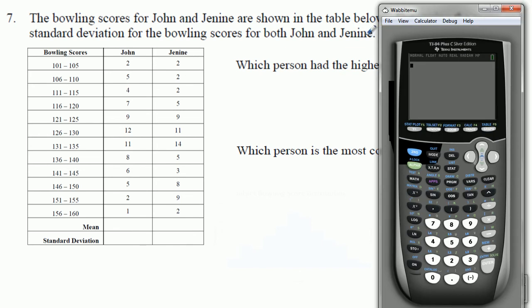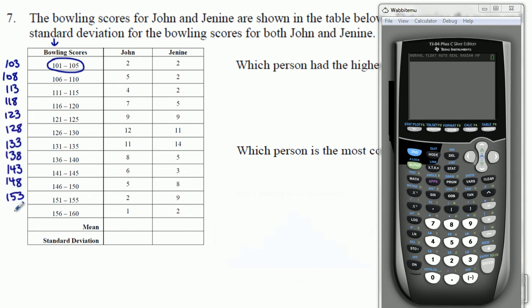So if we're going to enter this data into our calculator, it's going to be a little bit difficult to enter this into L1 because this gives a range of numbers. Our calculator won't accept this. So instead we're going to enter the middle number of each bin. So in the middle of this range is 103. In the middle of this bin is 108. The middle for this one is 113, and so on.